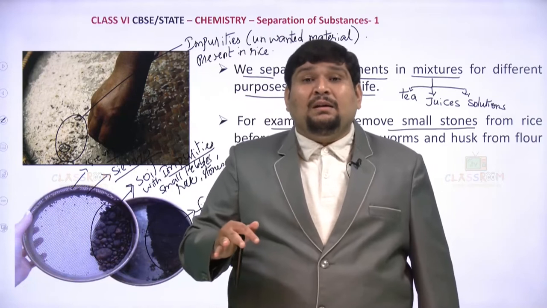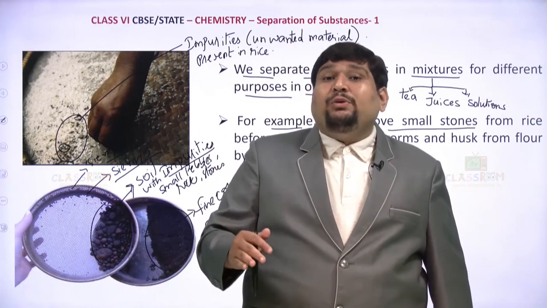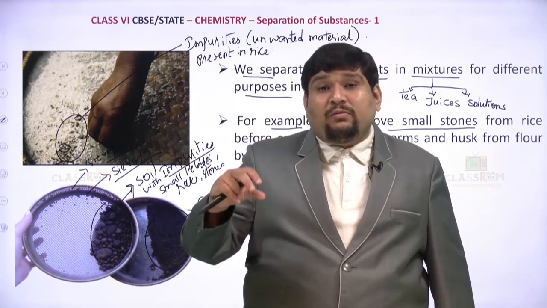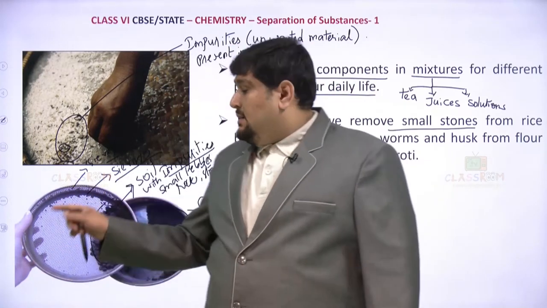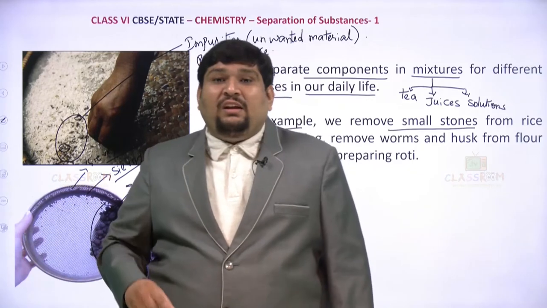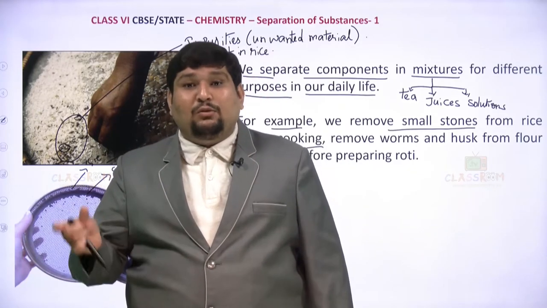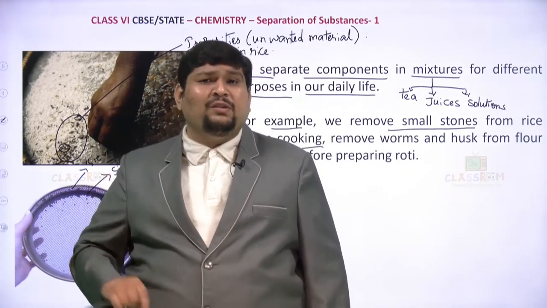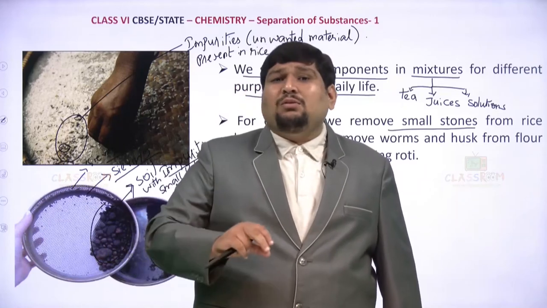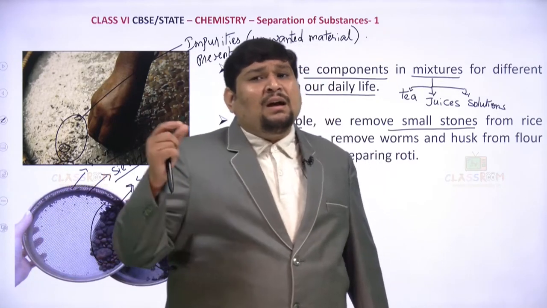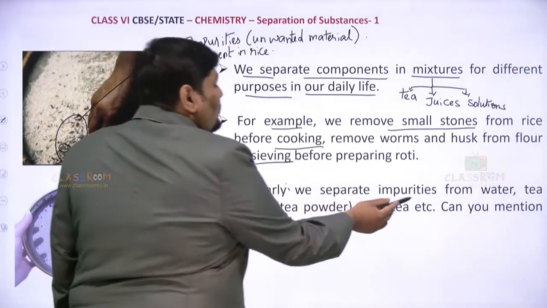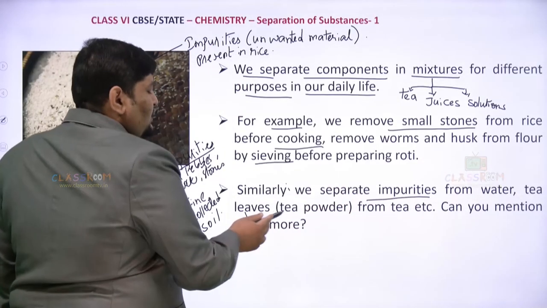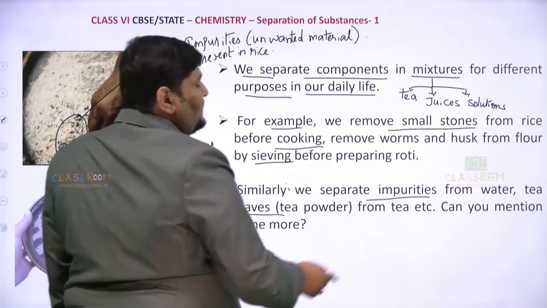If the impurities are so minute that they are not visible or cannot be removed by hand, then in such cases we go with sieving and straining techniques. Those kinds of separation methods we use only if we are not able to do it by hand itself. Yes. The next one, similarly, we can always separate impurities from water, and tea leaves from tea.